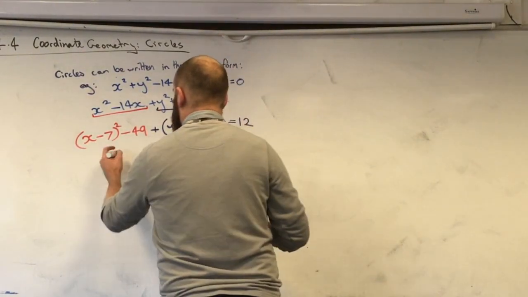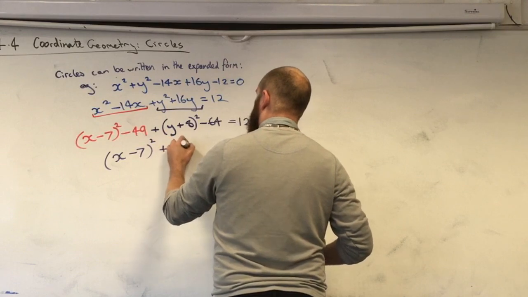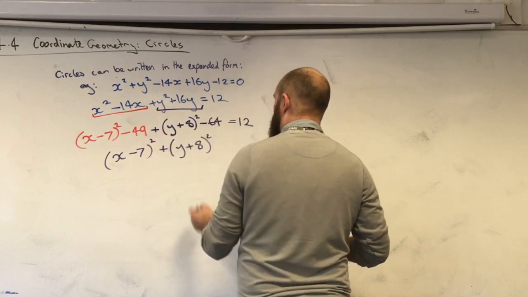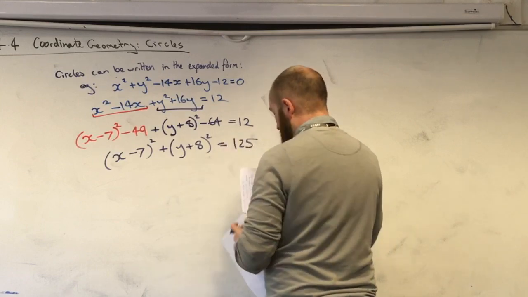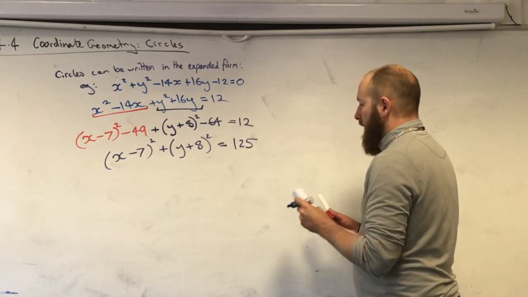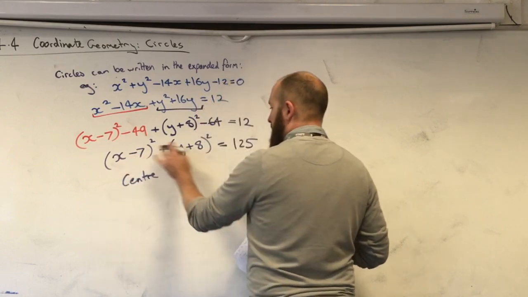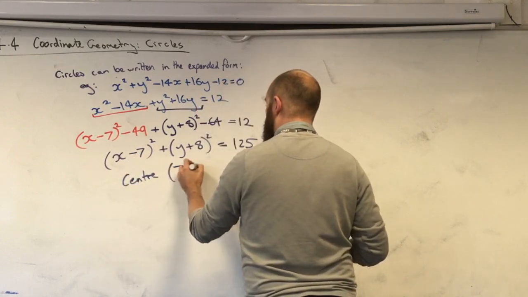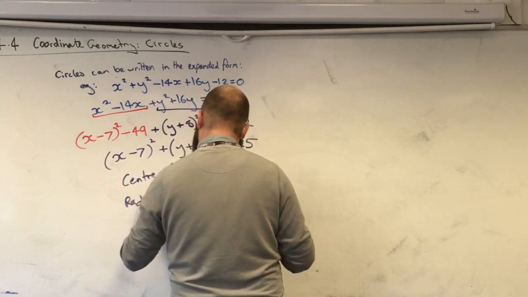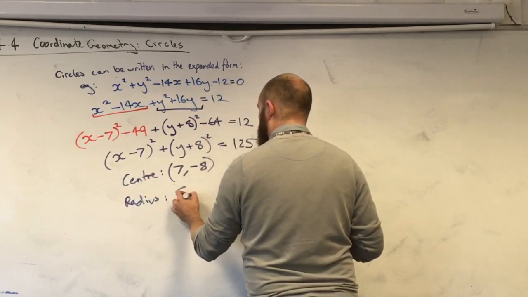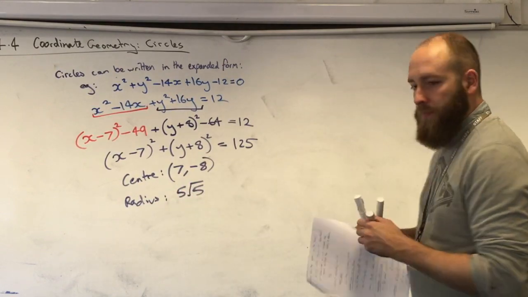Adding those over, we get x minus 7 squared plus y plus 8 squared equals 125. So that tells me that this circle has a centre of (7, minus 8) and a radius of 5 root 5. Cool.